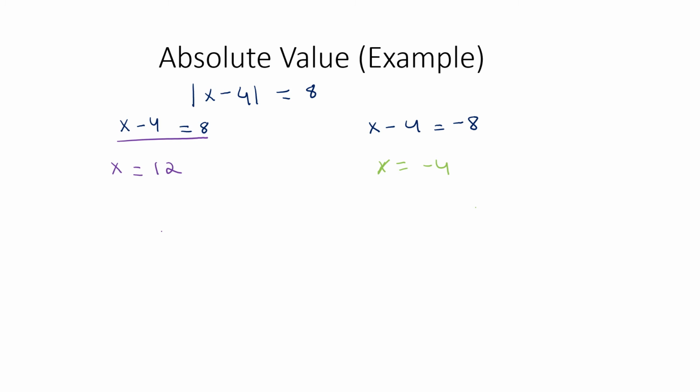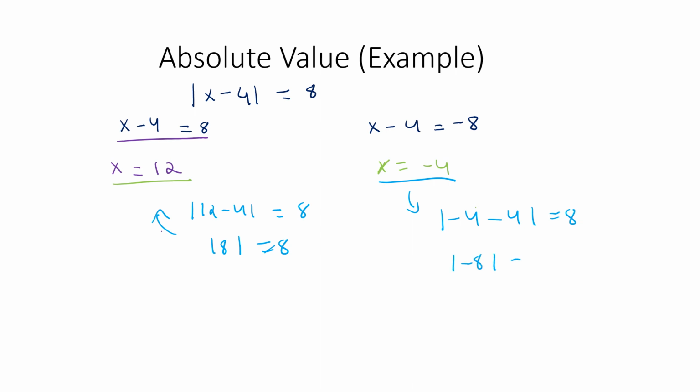They both work. So if I plug back in 12, then what I get is 12 minus 4 is equal to 8. Absolute value of 8 is equal to 8. And if I try here, -4 minus 4 is equal to -8. The absolute value of -8 is equal to 8.